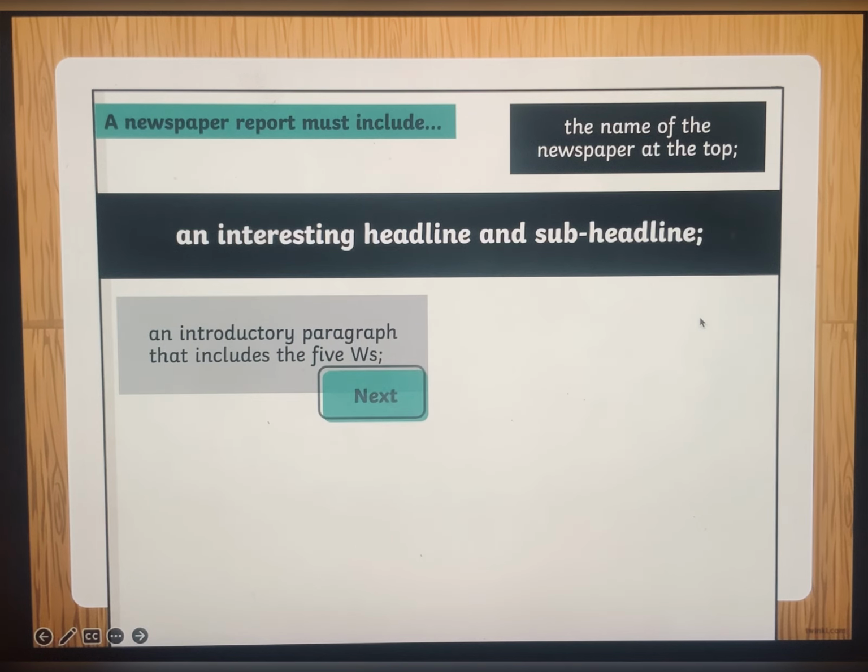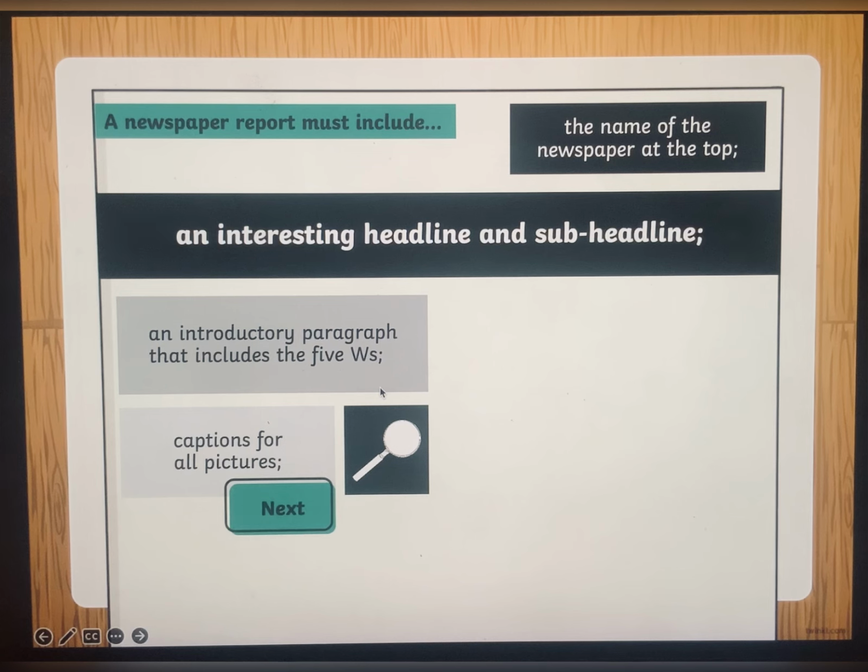The next one says an introductory paragraph, which is going to include your 5 W's, okay? Your 5 W's are very important. We are going to see in the further video how you're going to deal with them. At this point, we have seen the name of the newspaper, the headline, it could also have a subheadline, and finally you have your introductory paragraph with 5 W's, okay? We are going to look into these W's in the next slides, in the coming video.